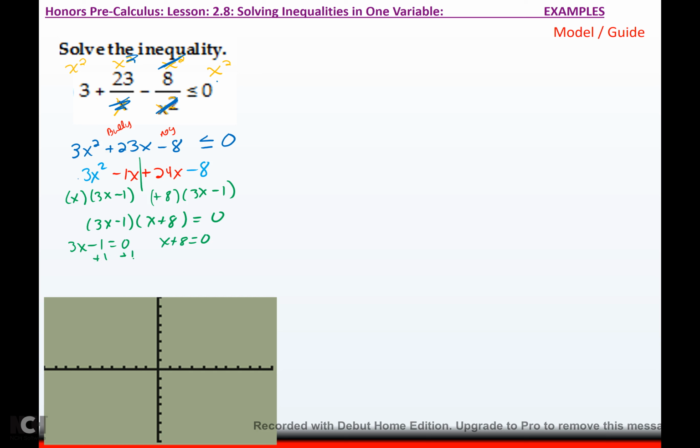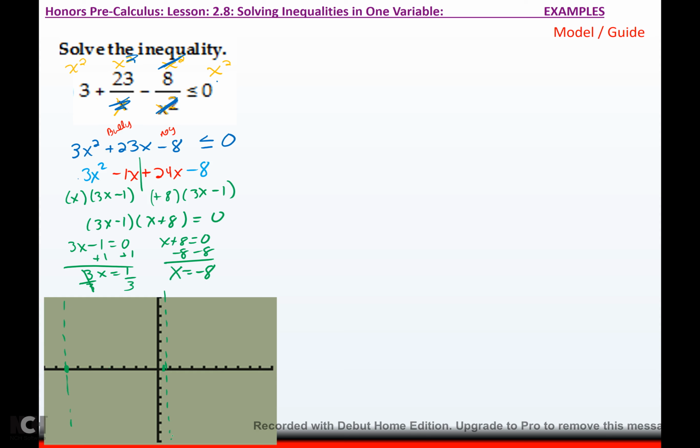Add 1, I get 3x equals 1, divide by 3, divide by 3, x equals 1/3. So we're going to have a 0 at 1/3. Minus 8, we're going to have a 0 at negative 8. 1, 2, 3, 4, 5, 6, 7, 8. So there's going to be my zeros.